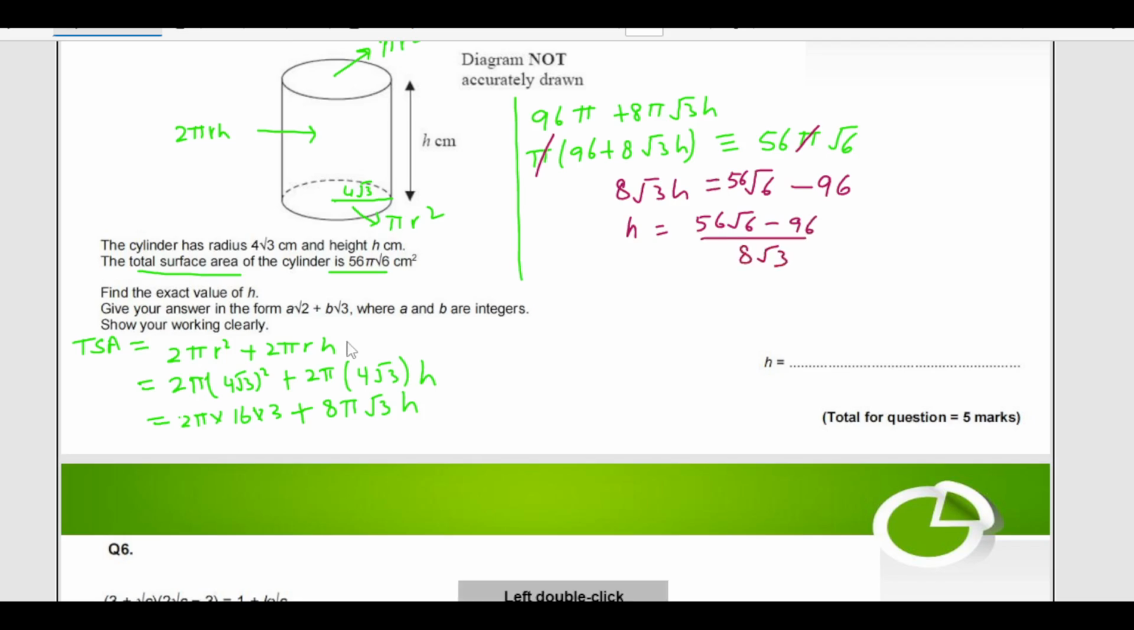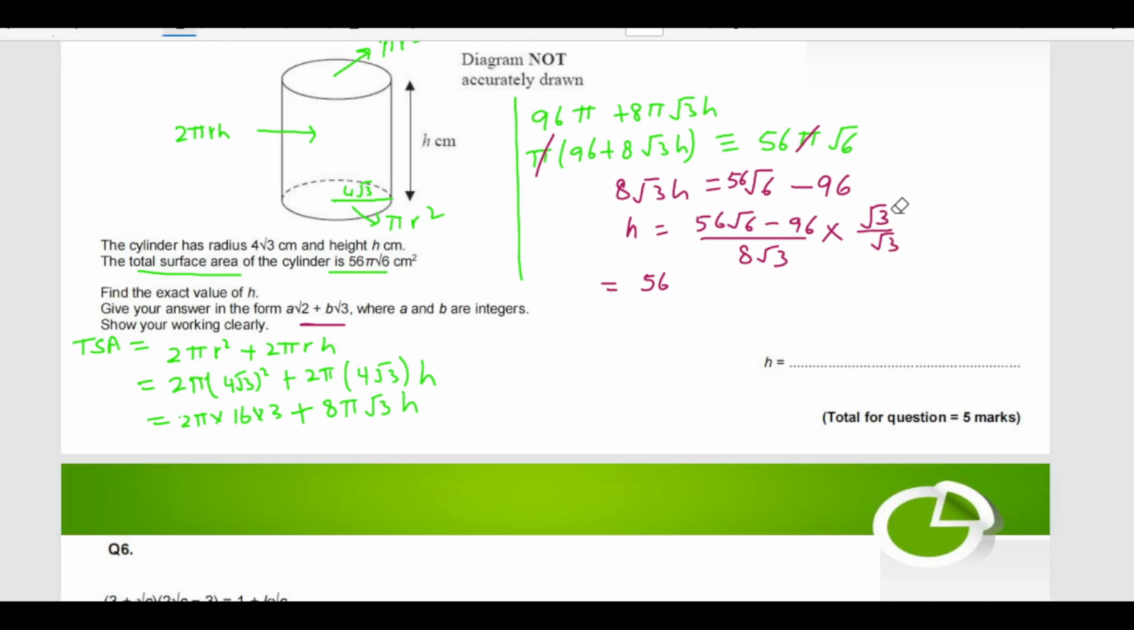So now we need the answer in this form, right? Square root 2 and square root 3. Now the only thing that we can do here is rationalize. So we will multiply and divide by the square root 3. So then we have here 56, inside the bracket we will have this going to multiply by 3 here. So, okay, before we do, let me just divide this, maybe we can get it.